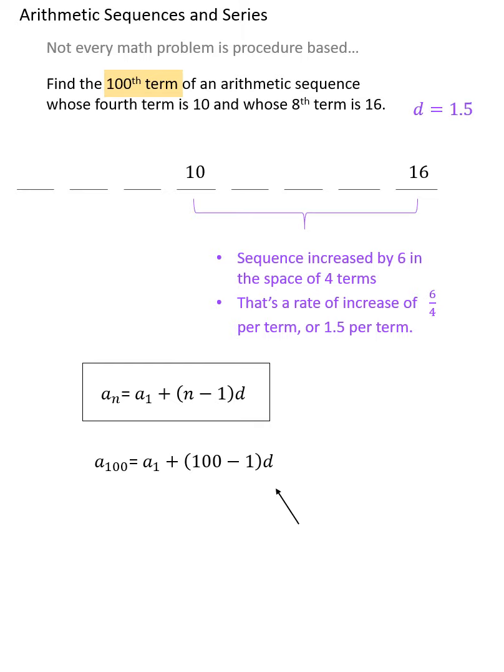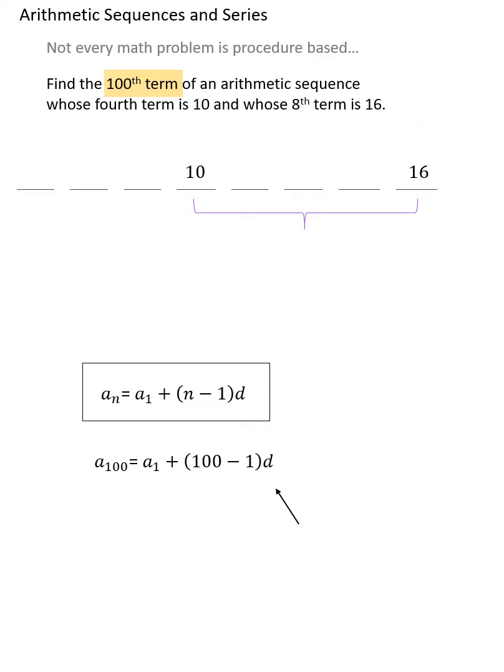But if that doesn't work for you, let me provide an alternative way you might find d in this case. So if we said to ourselves, well, I don't know what d is, but I know that this term is 10, so the term right after it must be d more than that, or 10 plus d.